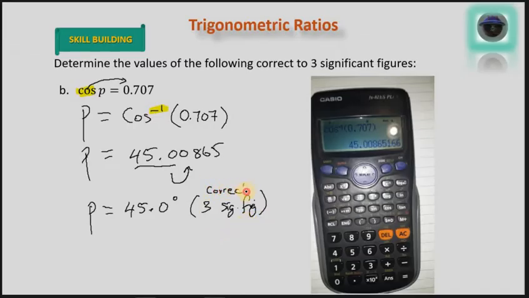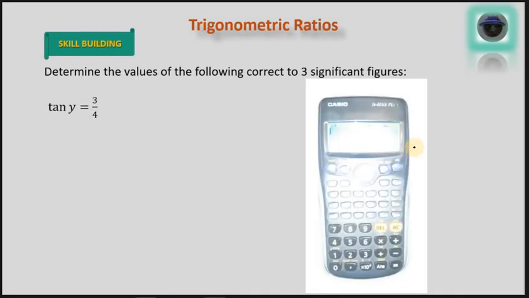You may want to write the word corrected to 3 significant figures. Let's do the next one. And like we did in the past few questions, what we want to do is to transpose this tangent over so that we can find what y is. The tangent of what angle gives us 3/4 or 0.75?